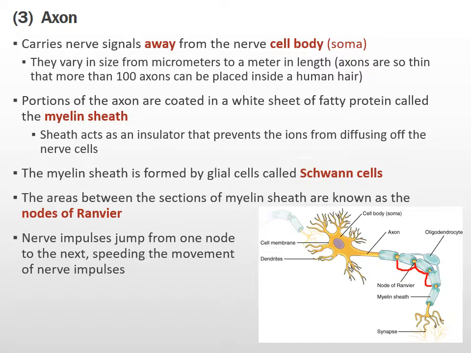We want these processes to be very fast. We don't want to be waiting for our brain to process something each time we need to do some sort of motion, or our gland needs to secrete something. So these nerve impulses will jump from one to the next, and that helps speed up the movement of those impulses, which again is very beneficial for us.